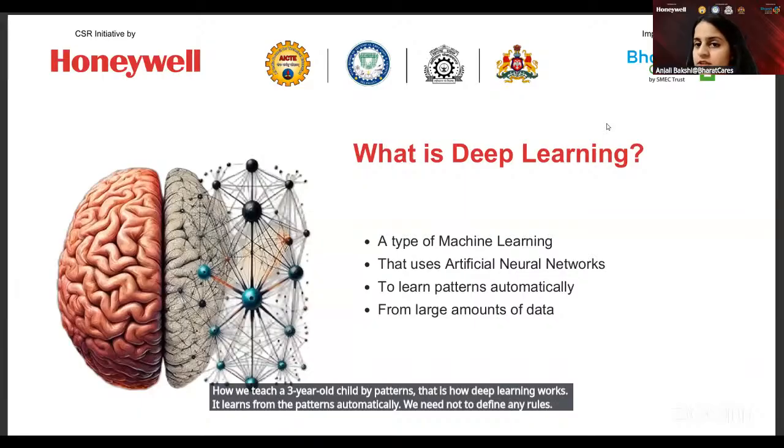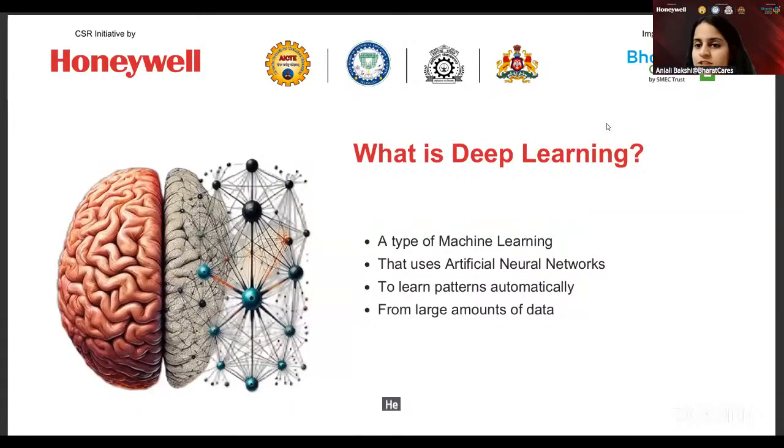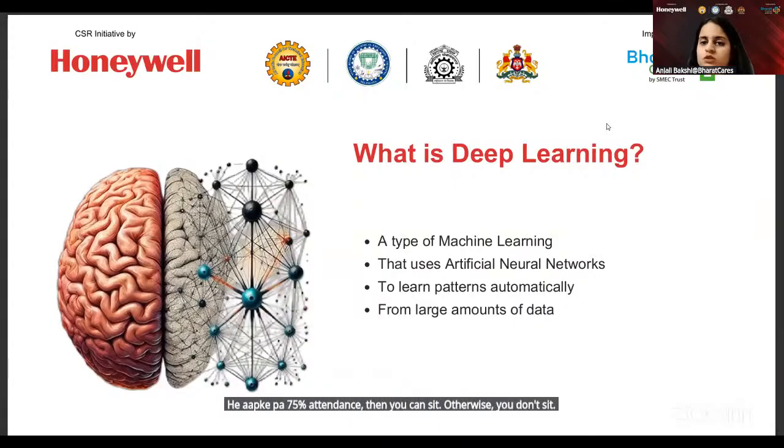हमें कोई rules नहीं देने पड़ते कि आपके पास 75% attendance है, then you can sit. Otherwise, you don't sit. Those were the rules which we were making till now. Here, it automatically learns. Machine खुद से सीख जाती है.